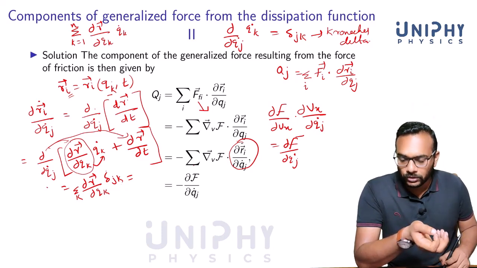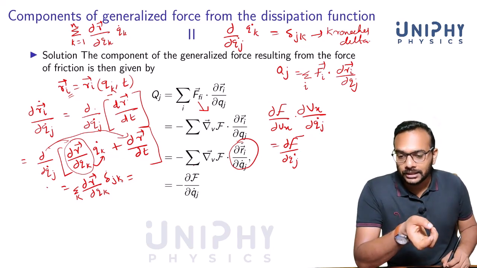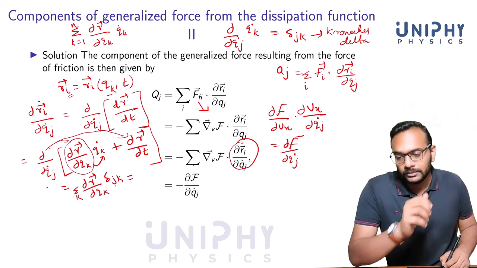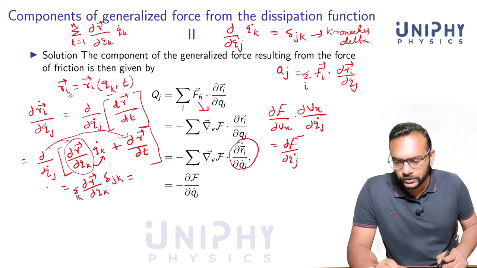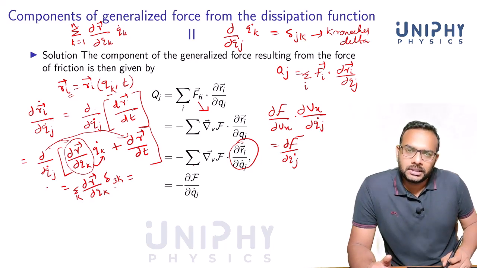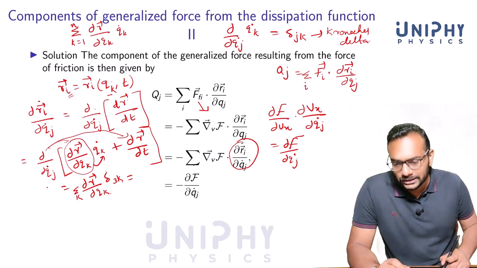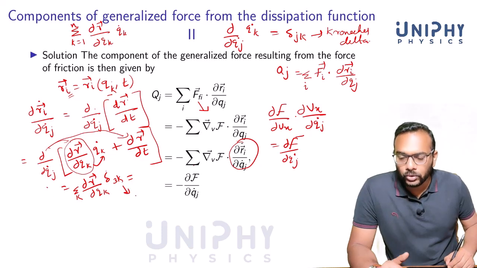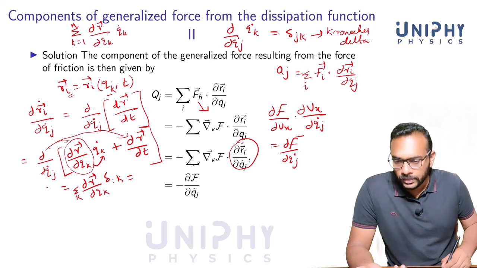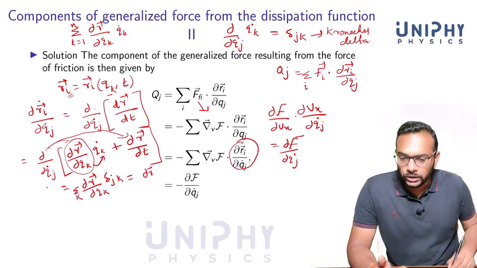Which means that only if you have dou by dou qj here, you will have 1. For example, suppose this j is 3, then over all these coordinates, you will get a non-zero value only for k equal to 3. All other terms are 0. So generally we can say that dou r vector by dou qk delta jk is simply equal to dou r vector by dou qj.